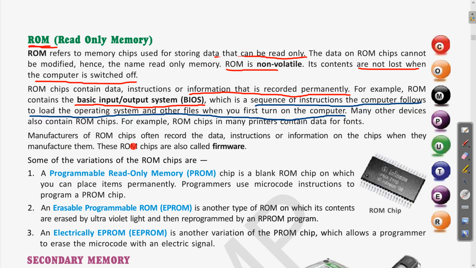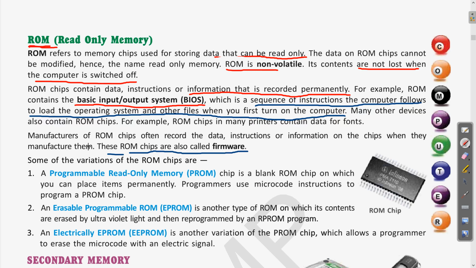Manufacturers of ROM chips often record the data, instructions or information on the chips when they manufacture them. These ROM chips are also called firmware. Clear? So as I was saying, different electronic devices like an oven, washing machine, refrigerator, your smart watches, clear? All these electronic devices have some embedded code, you can say programs, as it is written: ROM chips often record the data, instructions or information on the chips when they manufacture them.